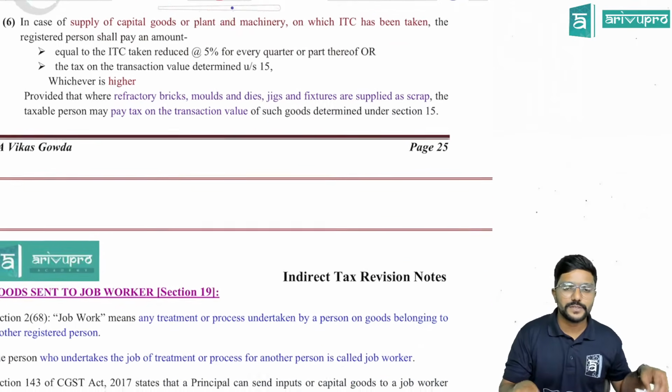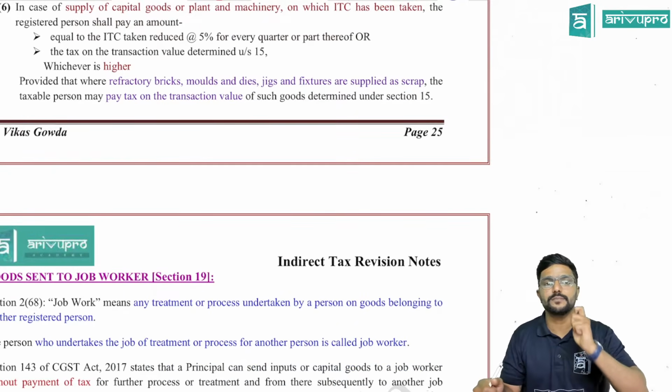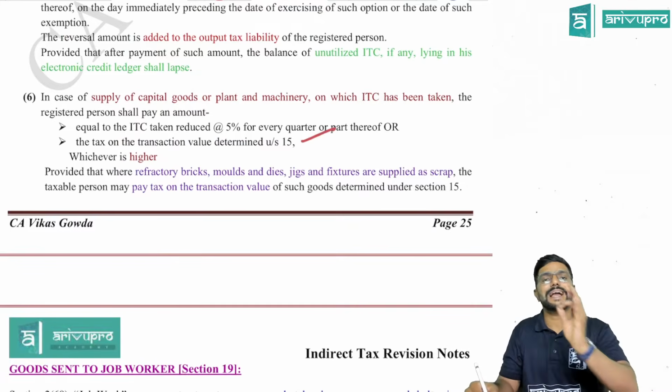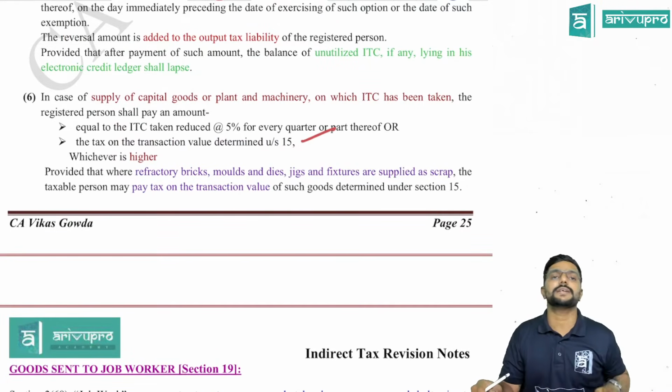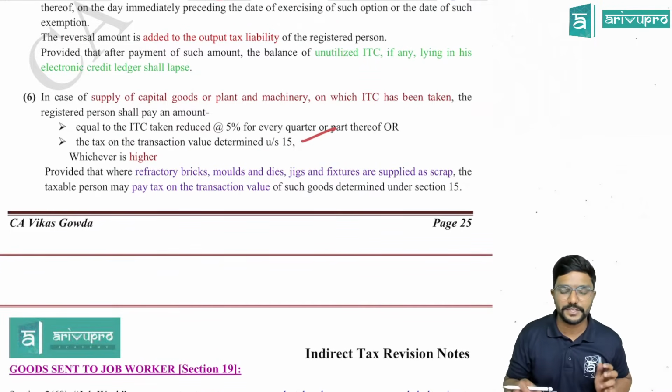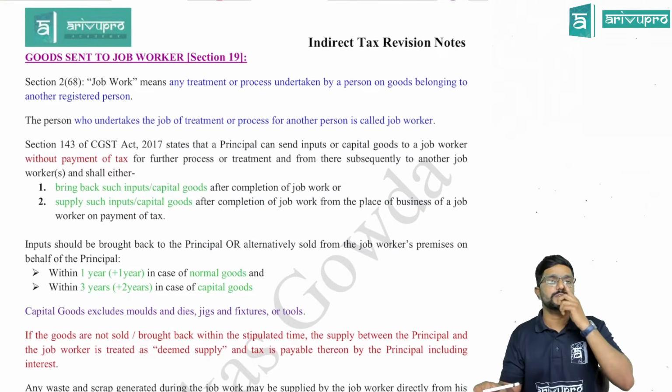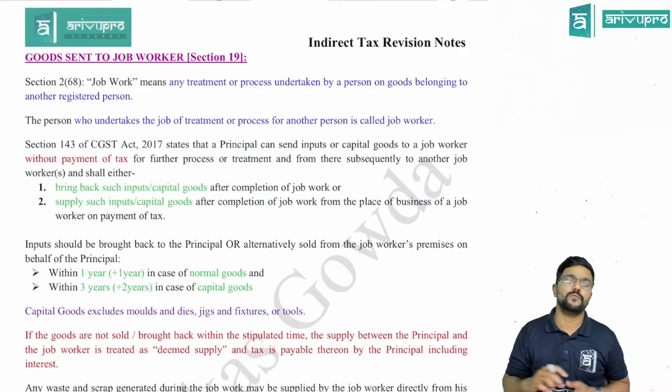But with respect to certain goods like refractory bricks, molds, jigs and fixtures, if it is supplied as scrap, straight away whatever is the tax on the transaction value, the supplier has to pay tax on that. No comparison with ITC.